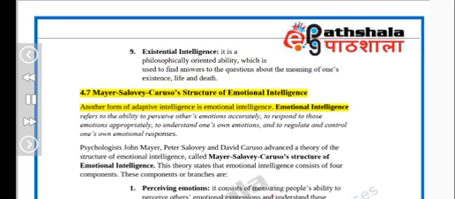4.7 Mayer-Salovey-Caruso structure of emotional intelligence. Another form of adaptive intelligence is emotional intelligence. Emotional intelligence refers to the ability to perceive others' emotions accurately, to respond to those emotions appropriately, to understand one's own emotions, and to regulate and control one's own emotional responses.